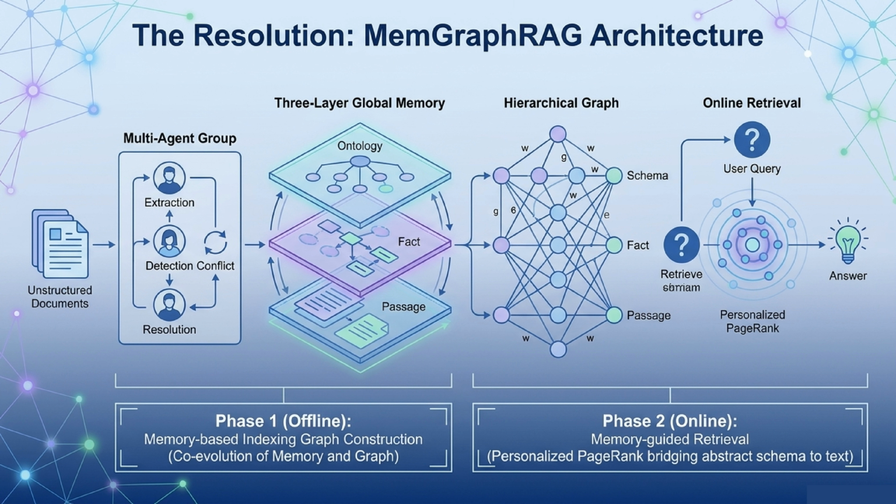So, what is the resolution? Enter the MemGraphRAG architecture. This cohesive system operates in two phases: an offline phase for memory-based indexing graph construction, and an online phase for memory-guided retrieval. It orchestrates a multi-agent group, a three-layer global memory stack, and a hierarchical graph to perfectly align unstructured documents into actionable answers.